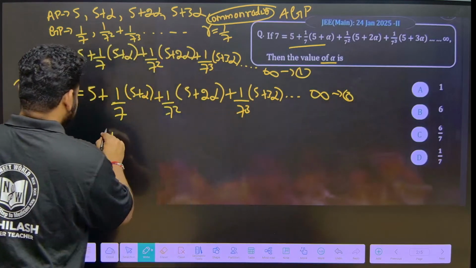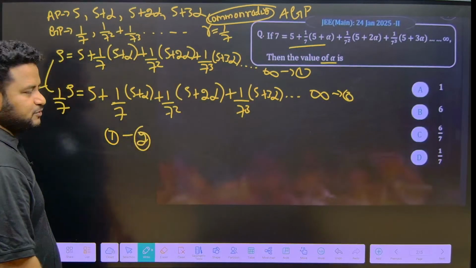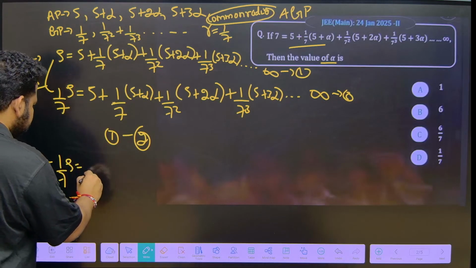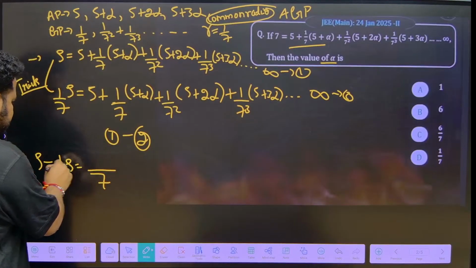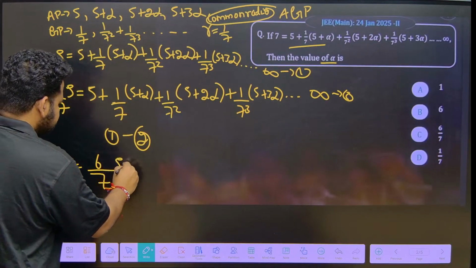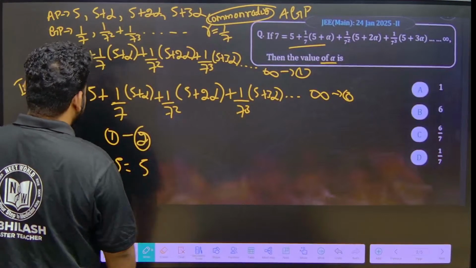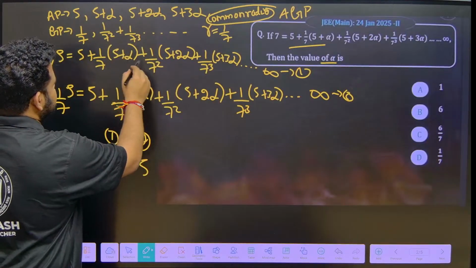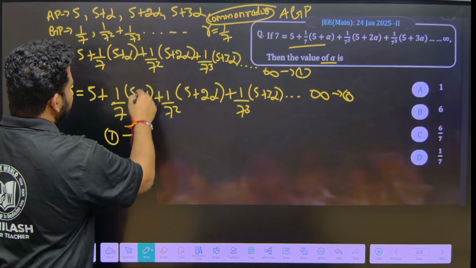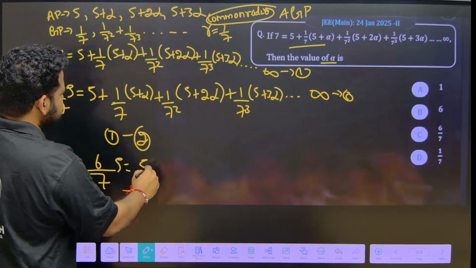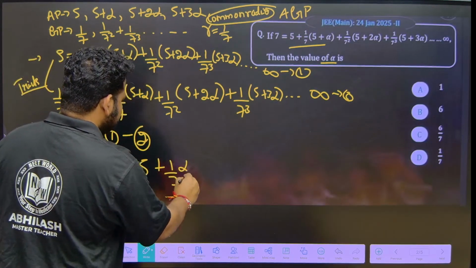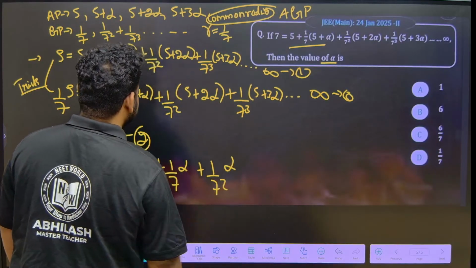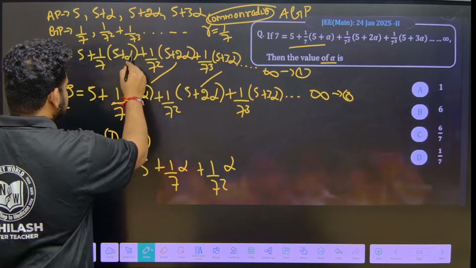What I have to do is just 1 minus 2. So 1 minus 2 gives me S minus 1 by 7 S, which is 6 by 7 times S, as 7 is the denominator and 7 minus 1 is 6. This 5 will remain as it is. This will become 5 by 7, and 5 by 7 cancels. 2 alpha minus alpha gives 1 by 7 times alpha, and this gives 1 by 7 square of alpha. The remaining terms will get cancelled.